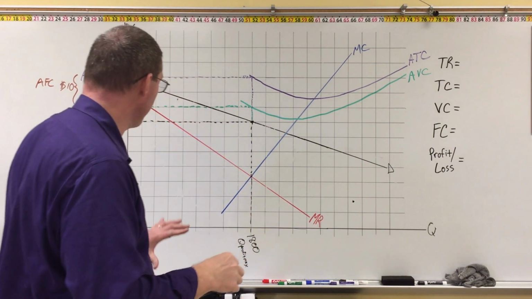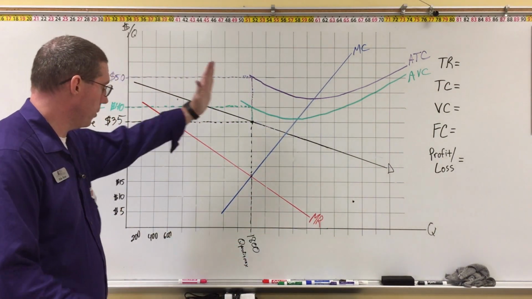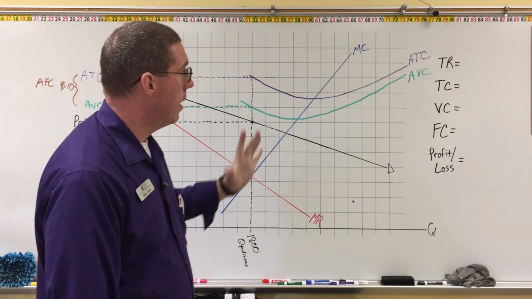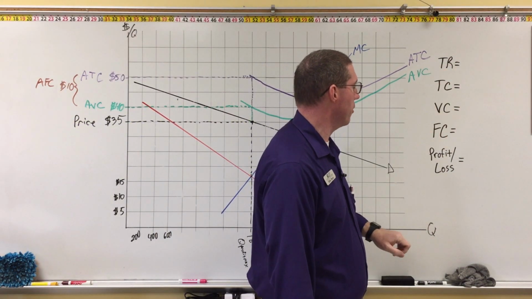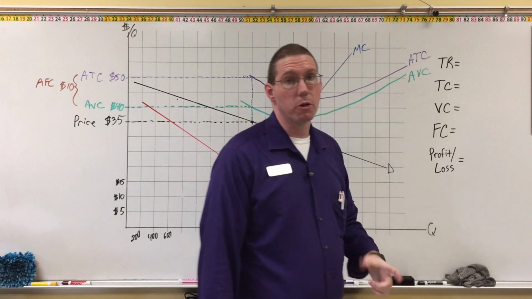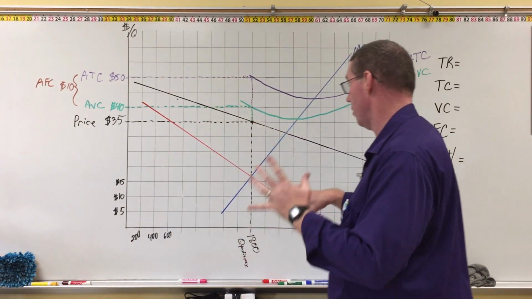We did this previously where we identified all the important information. We already identified the profit maximizing quantity. Now what we want to do is identify the total revenue, the total cost, the variable cost, fixed cost, and the profit or loss given these little rectangles here, okay?